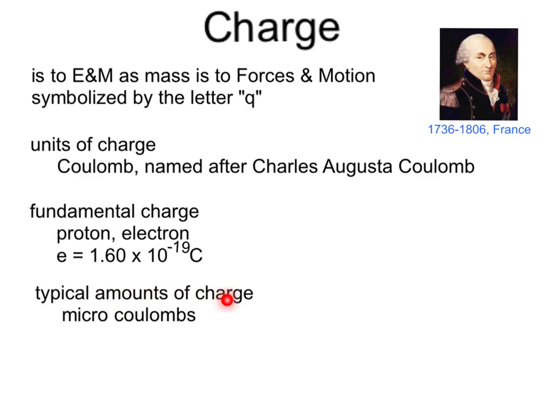The typical amounts of charge are in microcoulombs. That is, very rarely will you encounter a charge of 1 coulomb or greater. And 1 microcoulomb, symbolized by the Greek letter mu, is equal to 1 times 10 to the negative 6th coulombs. So whenever you see microcoulombs, you'll need to convert that into coulombs to use in our equations. Again, this little mu symbol represents micro.